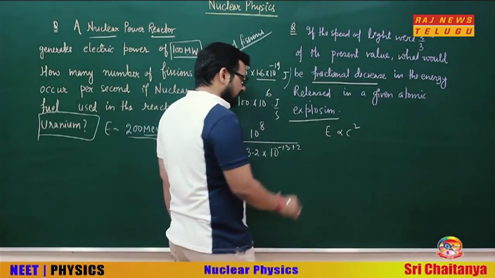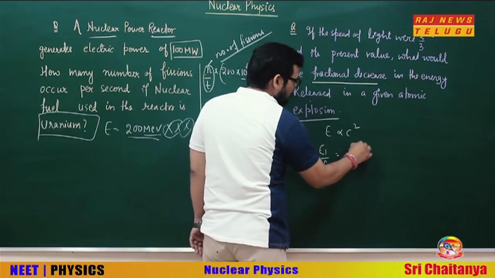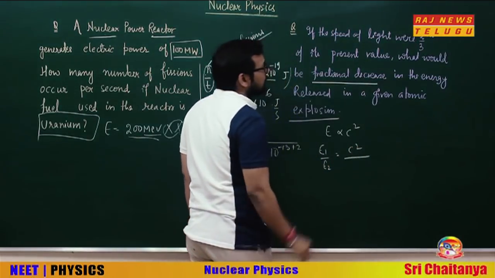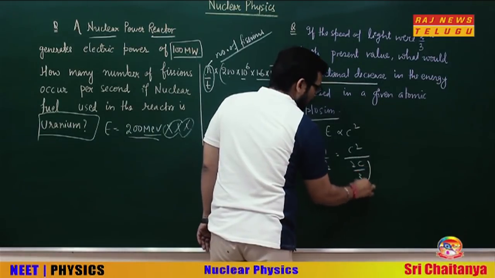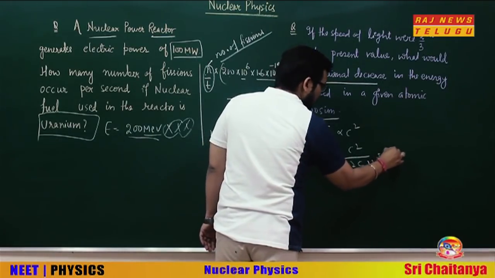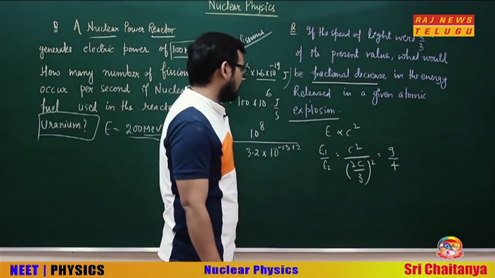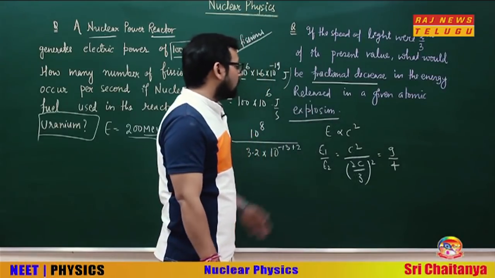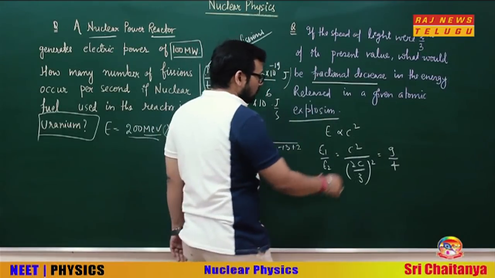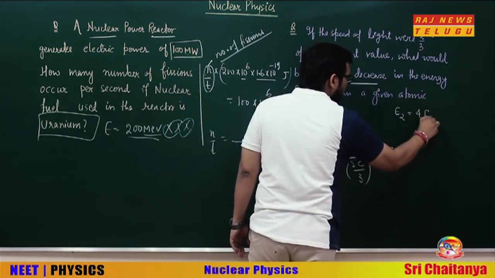Now according to the question, E1 by E2 is c square divided by the second speed squared. And what is the second speed? The second speed is 2c by 3. Squared, this is 9 by 4. This is E1 by E2. Okay. The question is asking you the fractional decrease in energy. So first, you see here, what is E2? E2 is 4 E1 by 9.